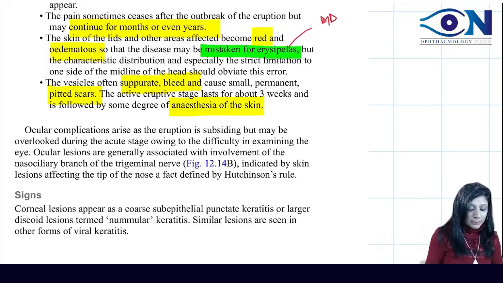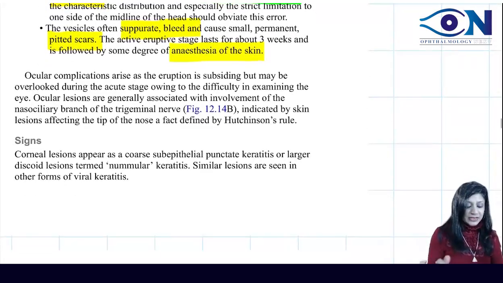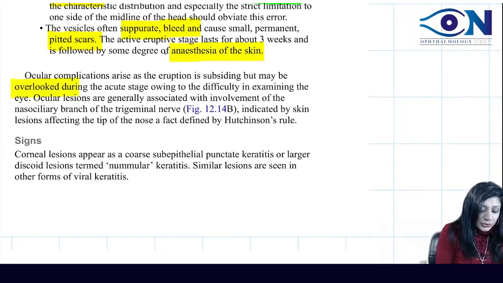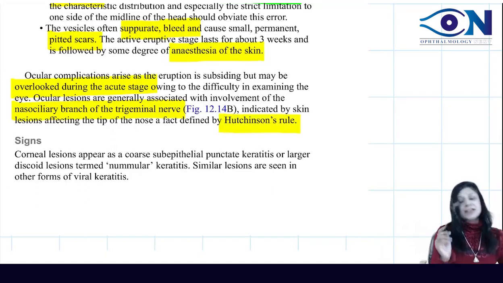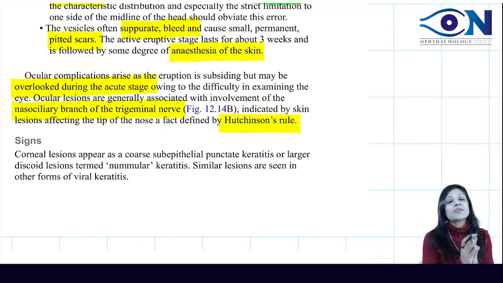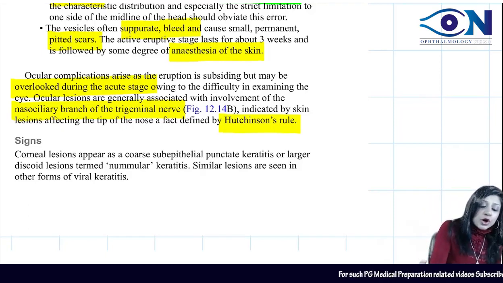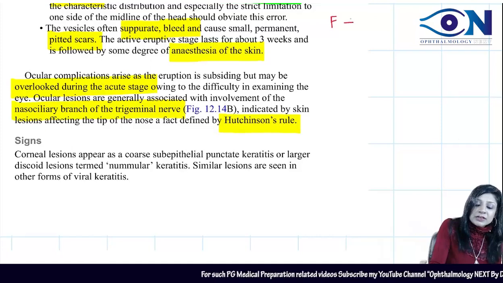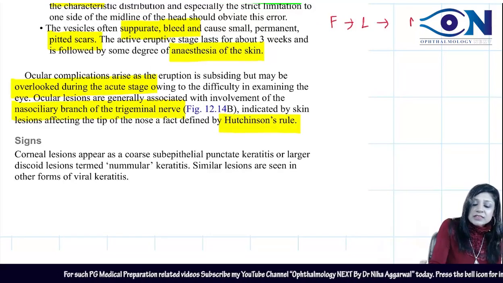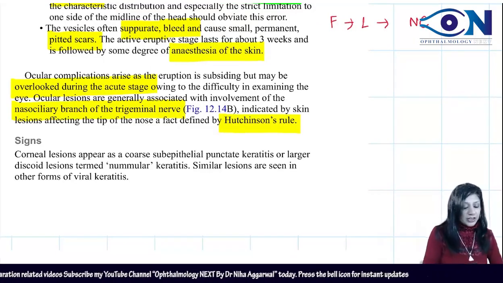Ocular complications arise as the eruption is subsiding but may be overlooked during the acute stage. Ocular lesions are associated with the nasociliary branch of the trigeminal nerve, that is your Hutchinson's rule. Hutchinson's rule says that whenever we have involvement of the tip or side of the nose, ocular complications are more likely, because first there is involvement of the frontal division, then the lacrimal division, and then the nasociliary division. Then we come to the signs.